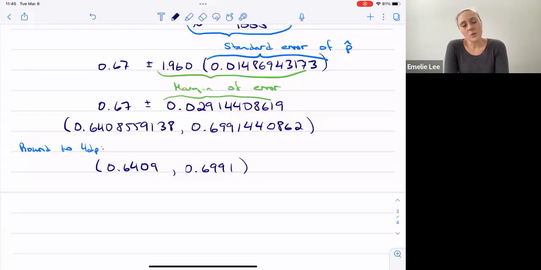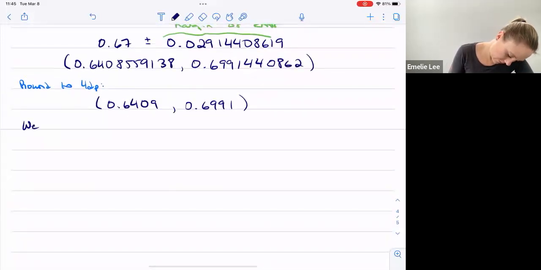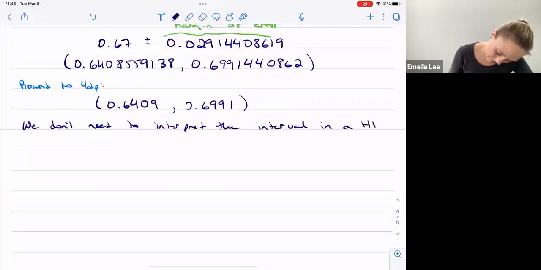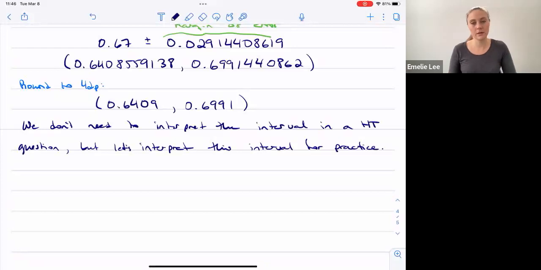In a hypothesis testing question, we don't typically interpret the interval, but just for practice, let's interpret this interval.